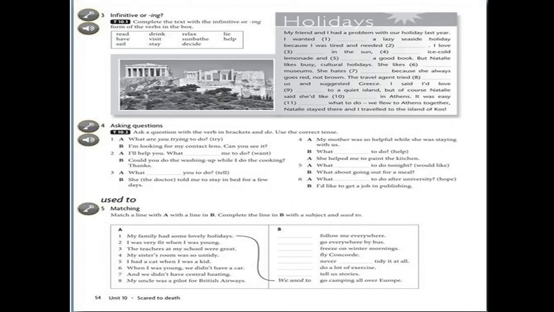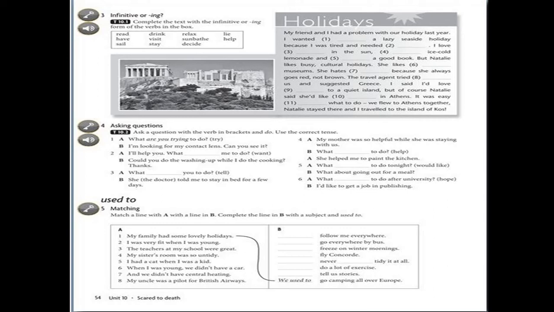Question 3 is also similar to the first and second questions. Here we have a short text in which we are going to complete it with the missing verbs, either in the infinitive or in gerund, verb plus ing. My friend and I had a problem with our holiday last year. I wanted a lazy seaside holiday. Here the main verb is want. After want we need an infinitive. I wanted to have a seaside holiday.